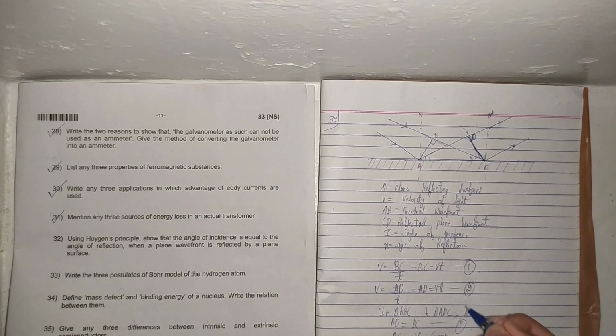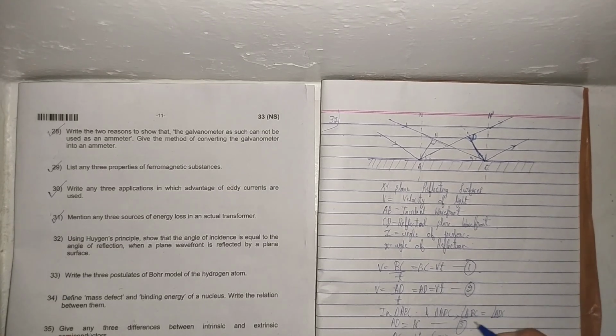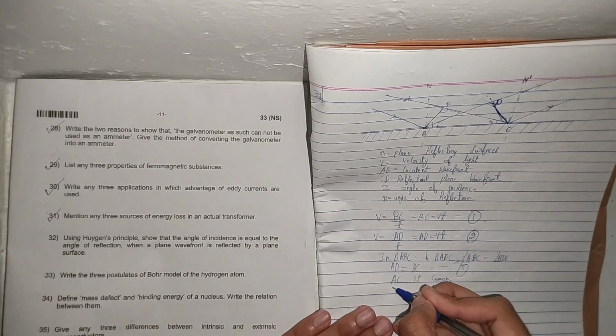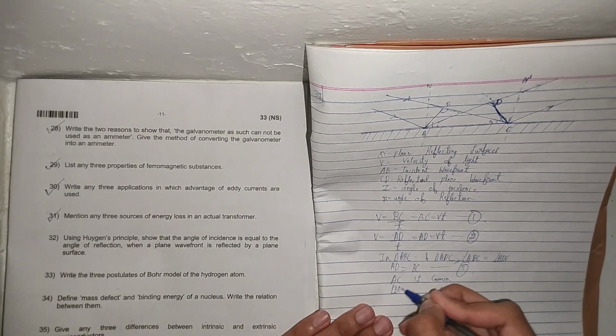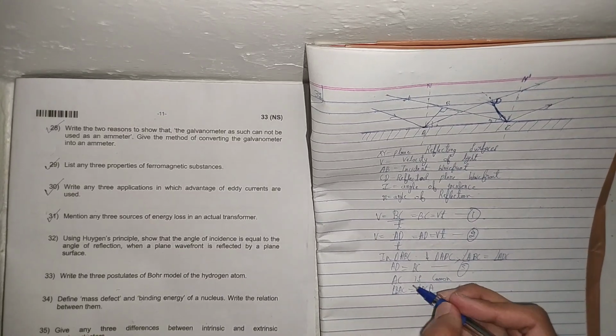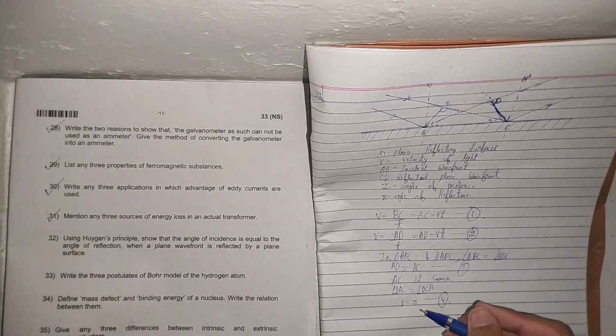If we write another one, angle ABC is equal to angle ADC. Here AC is common, and AD is equal to BC. So then angle BAC is equal to angle TCA, that is, i is equal to r. That is the fourth equation we get. So by this, the angle of incidence is equal to the angle of reflection, we can say. So by this, question 32 is done.